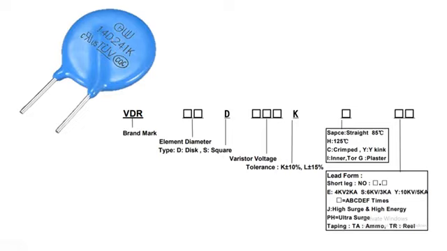If instead of D there was S, the shape would be square. The 4th, 5th and 6th characters indicate the voltage. The voltage of this resistor is 241 volts. Well, the last letter K indicates tolerance. The tolerance of K is 10. It means the value of this resistor can vary 10% up and down. If instead of K there was L, then it would be 15% chance of error.